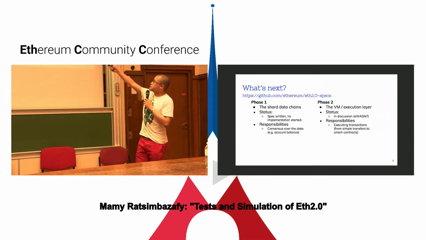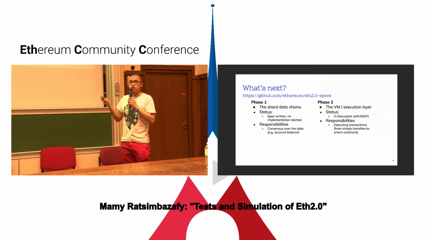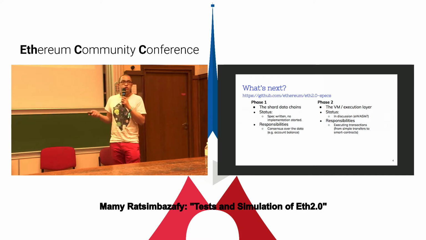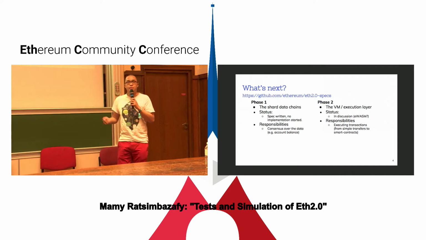Phase 2 is about execution. Without phase 2, the data and the communication that we have is completely useless. Currently, it's still in discussion how to proceed from that. Like, are we using EWASM? Are we using the EVM? Are we building another from scratch?